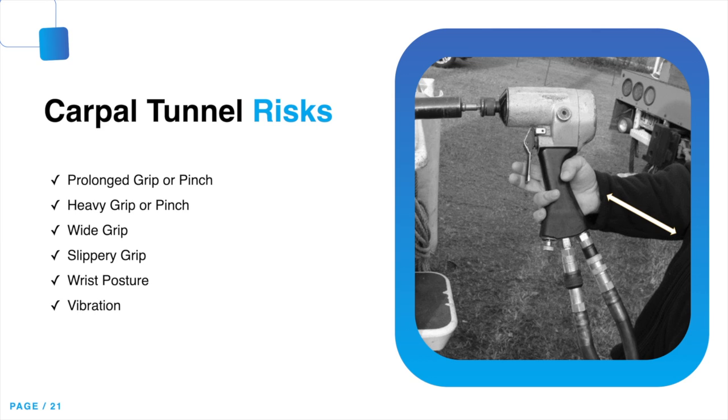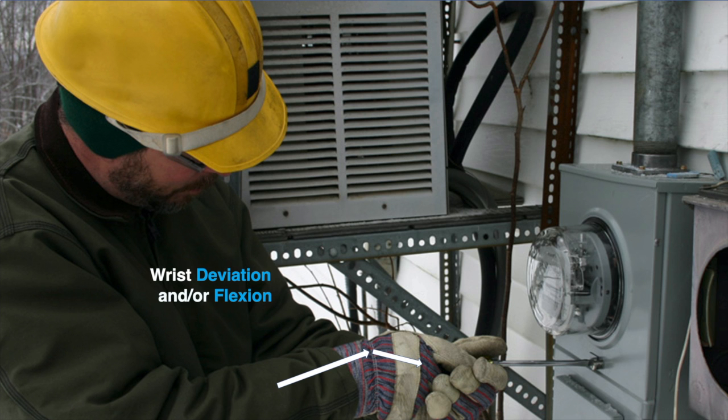Risk factors for carpal tunnel syndrome include prolonged grip or pinch, heavy grip or pinch, wide grip, tiny grip, slippery grip, or grip with a bent wrist. Vibration is also a risk factor, such as holding a vibrating tool. There are also medical risk factors, such as wrist or thumb arthritis, hormone risks such as pregnancy or menopause, diabetes, obesity, and connective tissue disorders such as rheumatoid arthritis or lupus.